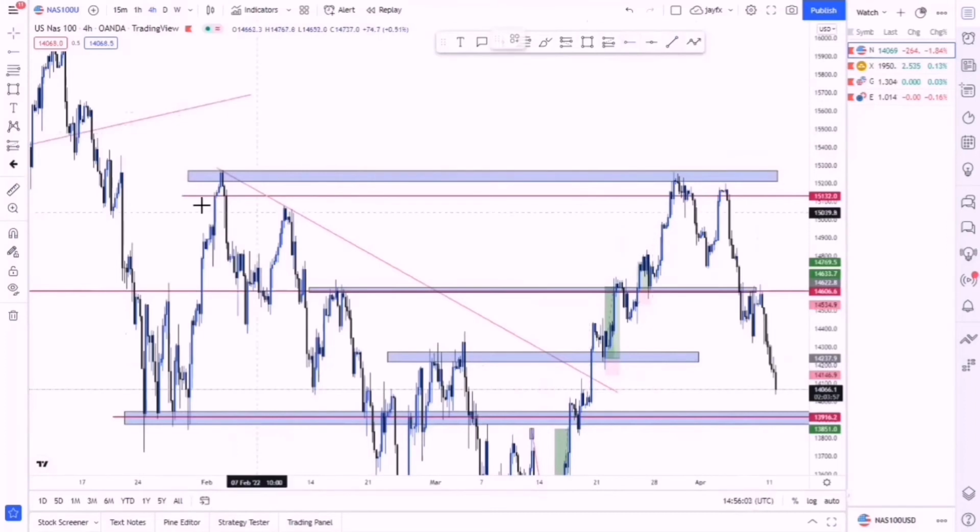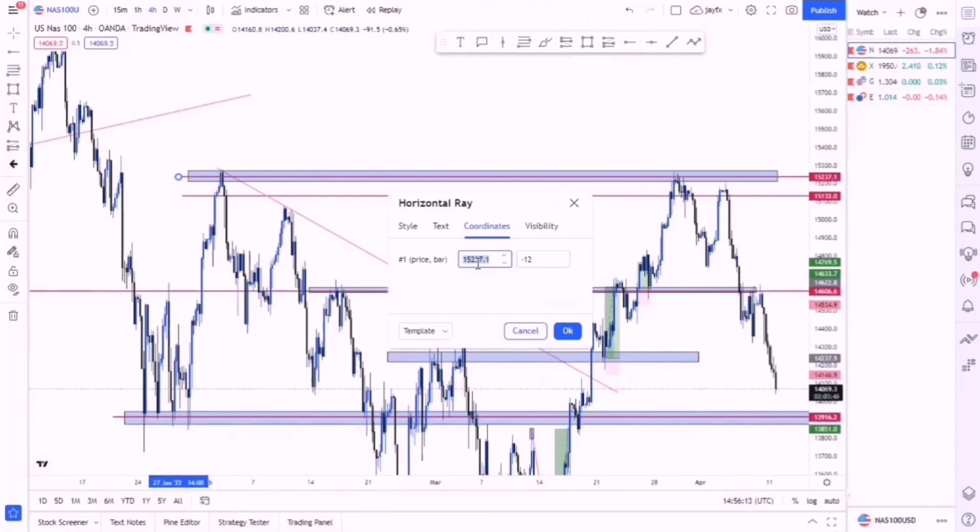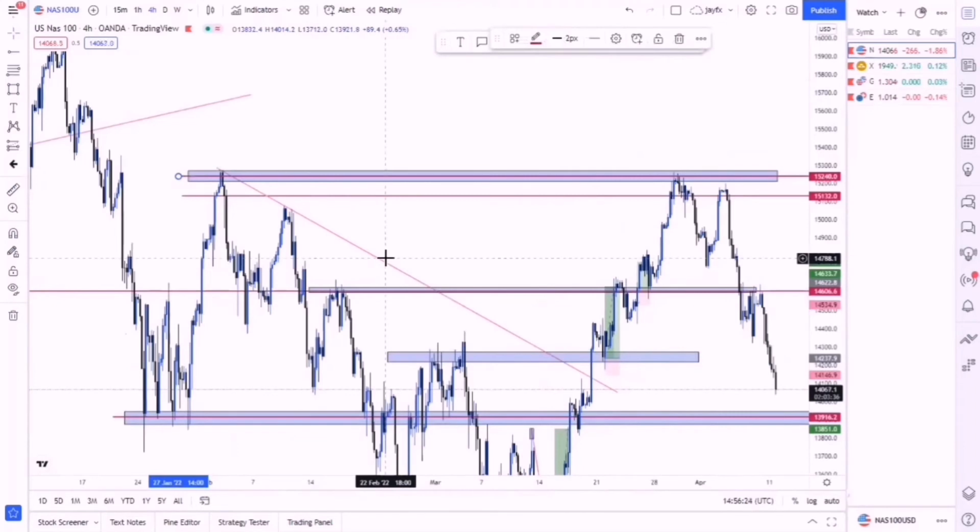Now, I think I was looking at 1520 psychological level. I had it, no, 1540. 15240. I was looking at 15240 psychological level. Yeah, 15240. That's the psychological level I was looking at.